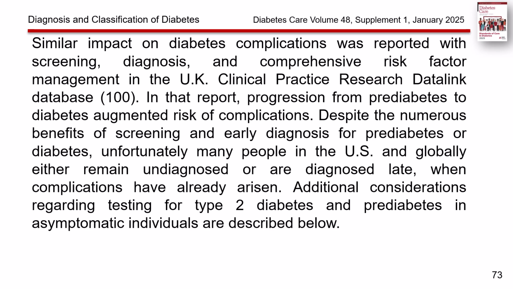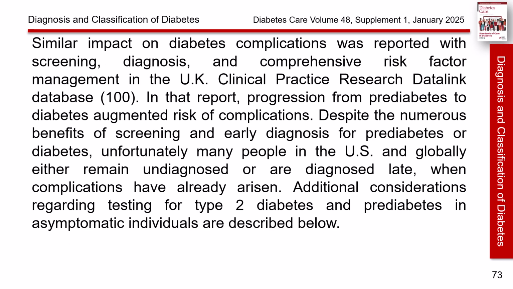Similar impact on diabetes complications was reported with screening, diagnosis, and comprehensive risk factor management in the United Kingdom Clinical Practice Research Datalink database. In that report, progression from prediabetes to diabetes augmented risk of complications. Despite the numerous benefits of screening and early diagnosis for prediabetes or diabetes, unfortunately, many people in the United States and globally either remain undiagnosed or are diagnosed late, when complications have already arisen. Additional considerations regarding testing for type 2 diabetes and prediabetes in asymptomatic individuals are described below.